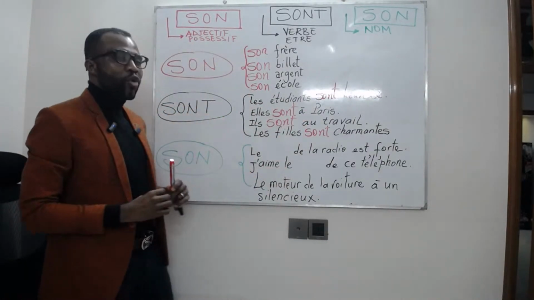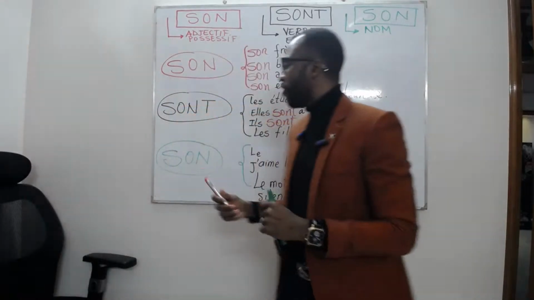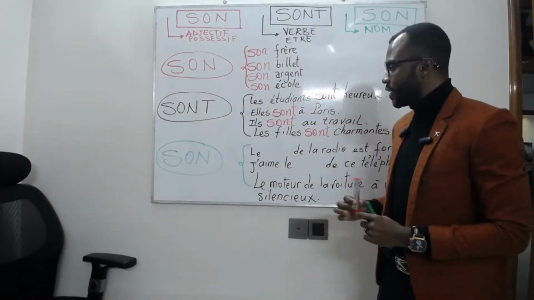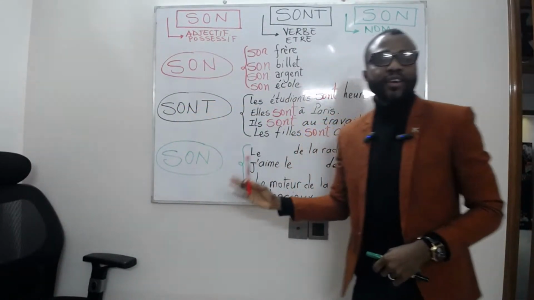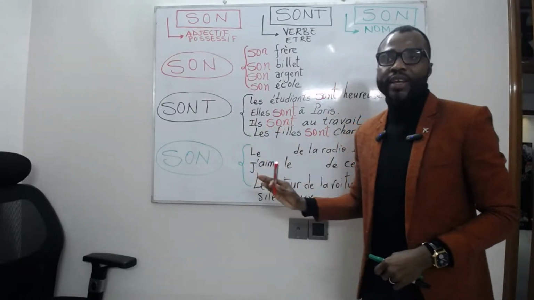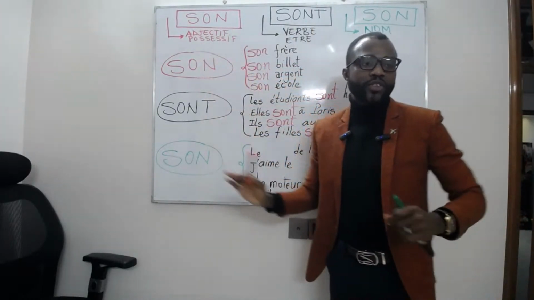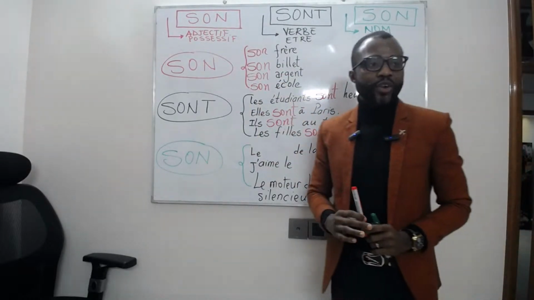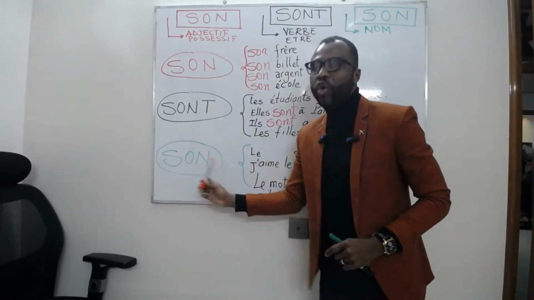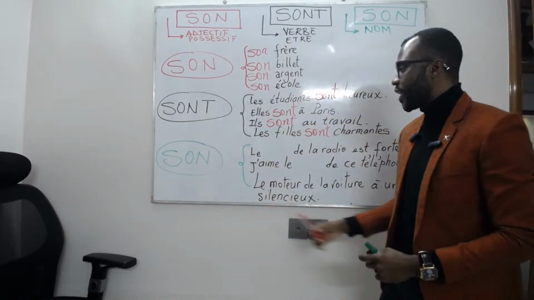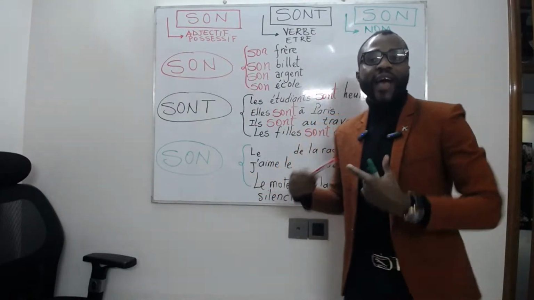Très bien. Let's move to the third point, okay, of our today's lesson, which is son. Again, S-O-N, same spelling and same pronunciation as the first one used for possessive adjective. But what's the difference here? The difference is this son is used as a noun. As I said, this son means sound.